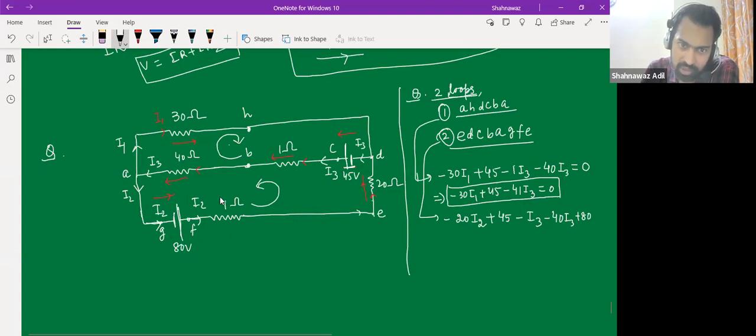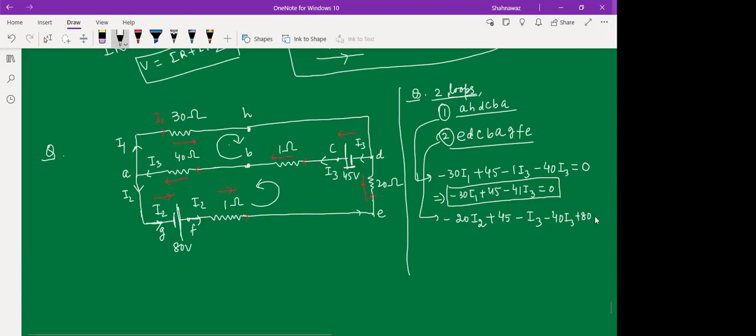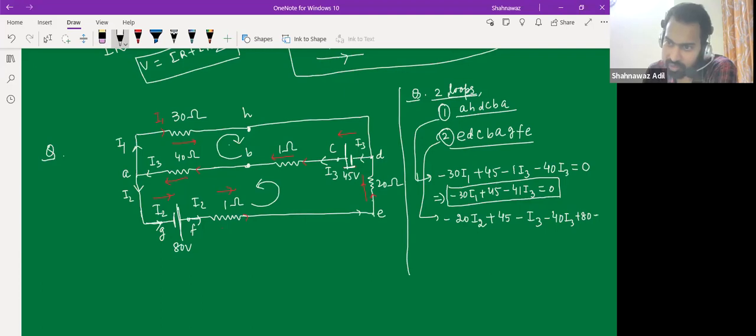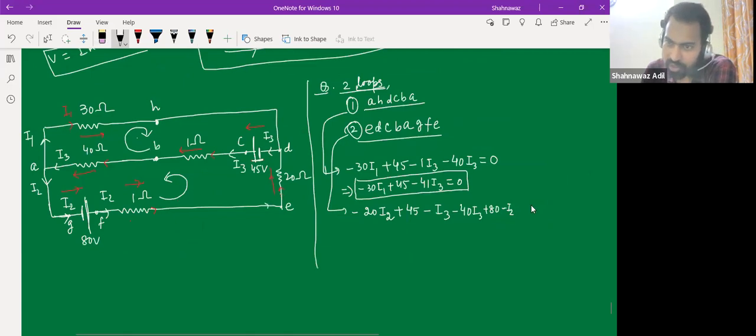This is the loop that we are considering, and the current is in this direction, I2. So what would be here? Minus IR, I2. So these are the two conditions. Any doubt? Minus 20 I2, minus I2, so minus 21 I2. And minus I3, minus 40 I3, so minus 41 I3. And plus 45 plus 80, so 125. This is the second equation that we have.